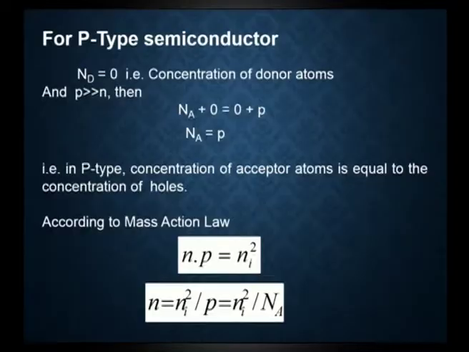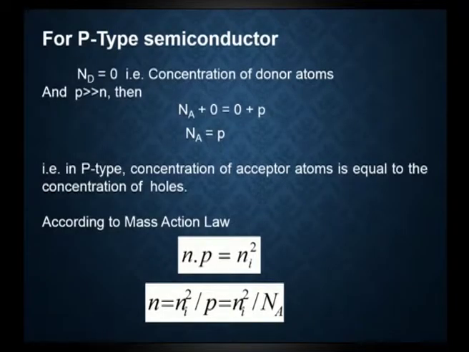The concept that we studied for N type, we are going to apply to the P type semiconductor. Here for P type, the donor atom concentration Nd will be 0, and the number of holes is much greater than the number of electrons. So again the electrical neutrality law becomes Na plus 0 is equal to 0 plus P, where Na is equal to P. This states that the number of holes is equal to the concentration of acceptor atoms.